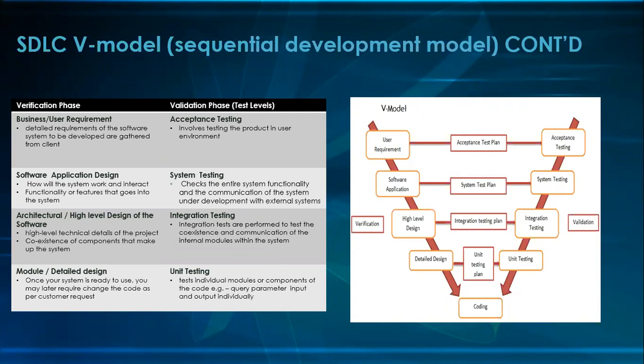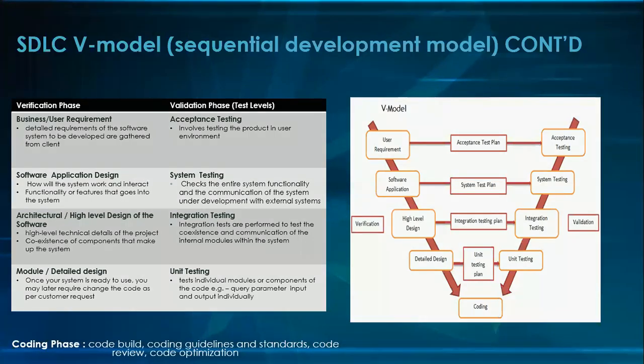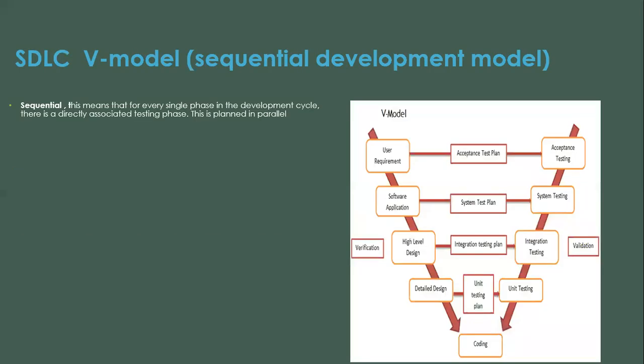Make sure you can still remember. Verification: are we building the right product? Validation: are we doing it as the customer intends? Now we are checking what it is. That's the concept behind it, and it means every single phase in the development cycle has a directly associated testing phase.